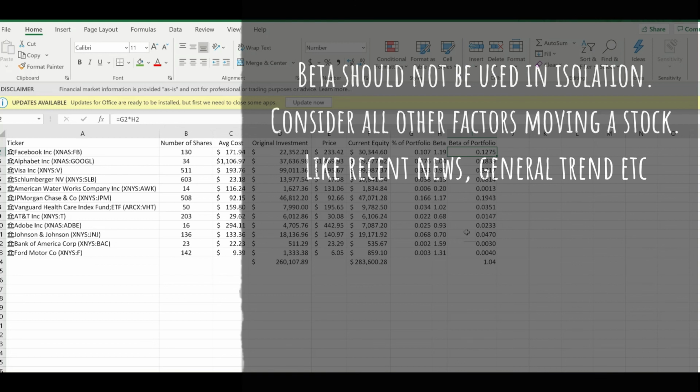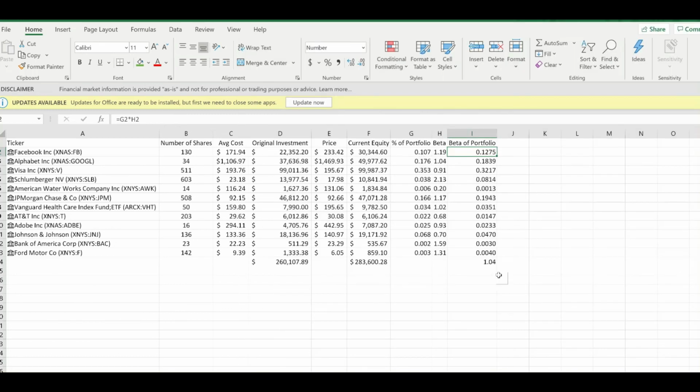Once you consider all that, I can now increase my percentage of Facebook in my portfolio from 10% to, let's say, 15 or 20%, and this beta of the overall portfolio will increase with it, and I will benefit. I'll get a bigger return than the overall market.